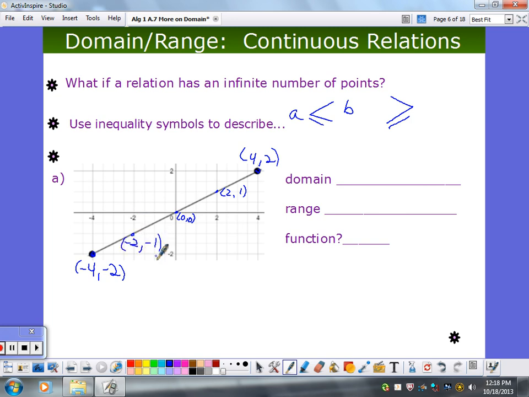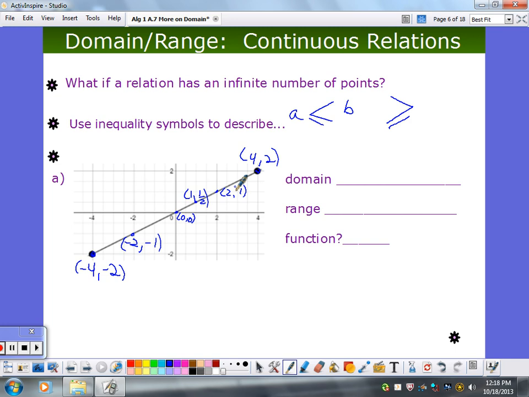I've got -2, -1. How long am I going to be here writing out points? A long time. I could be here a very, very long time. So can I say, well, -4, -2, 0, 1, 2, 4. Is that all my domain? No. You draw a line.